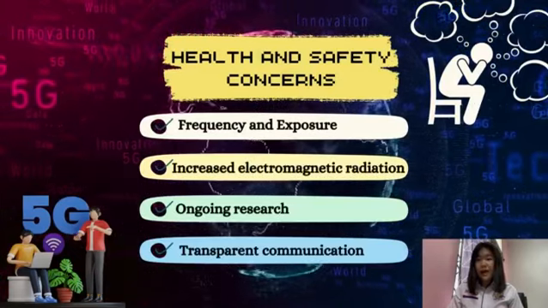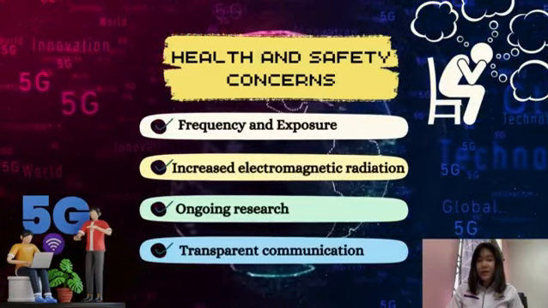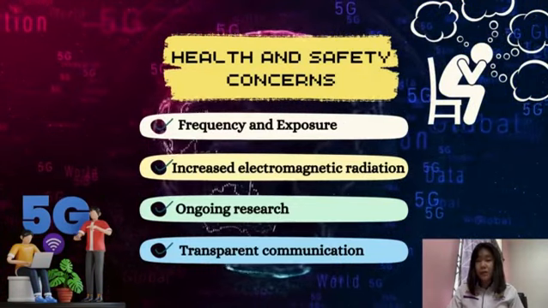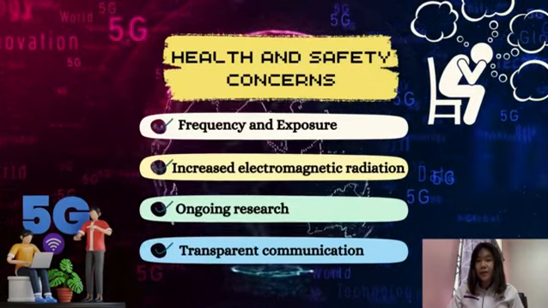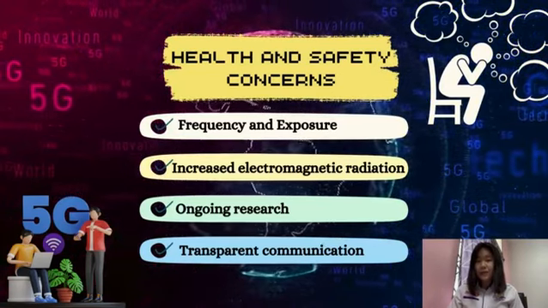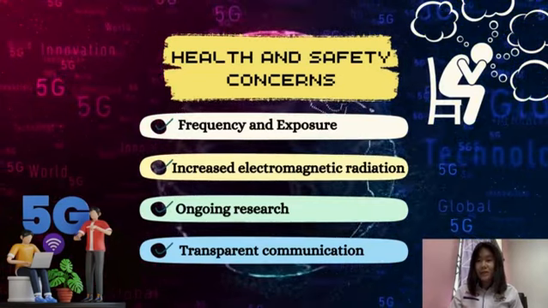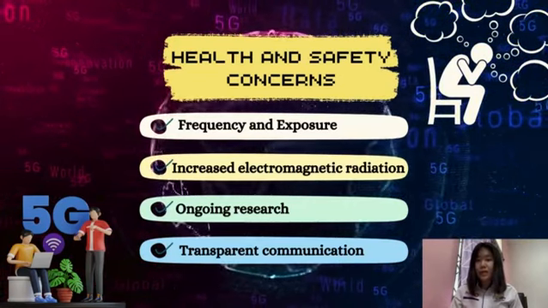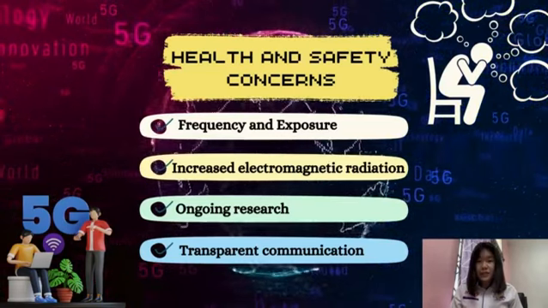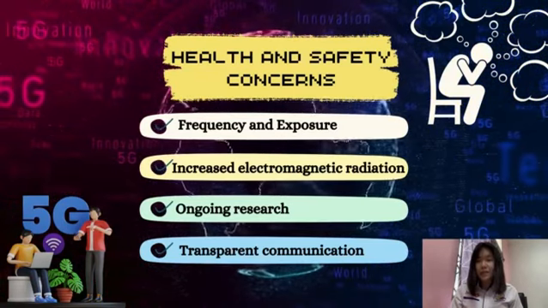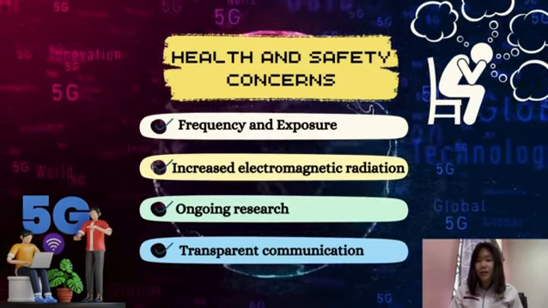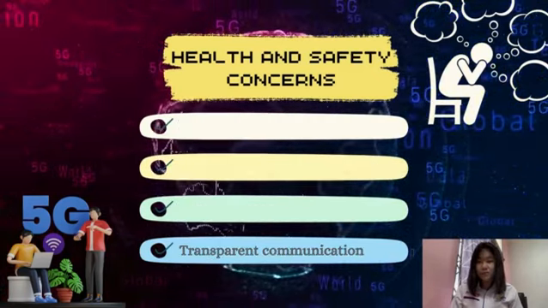5G networks use higher frequency bands to transmit data at faster rates. Therefore, health concerns about 5G networks revolve around potential risks from increased electromagnetic radiation. However, established regulatory limits ensure safety. 5G technology is designed and deployed in accordance with established safety guidelines and regulatory limits. Ongoing research and transparent communication emphasize the commitment to addressing public concerns and maintaining the safety of 5G technology.